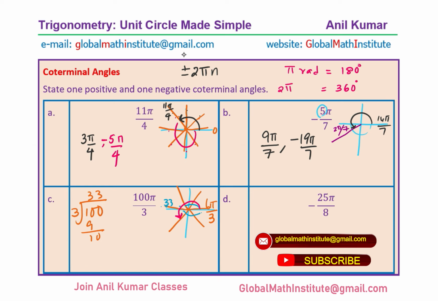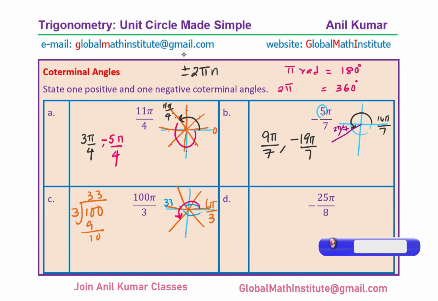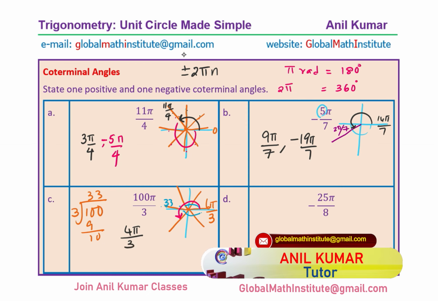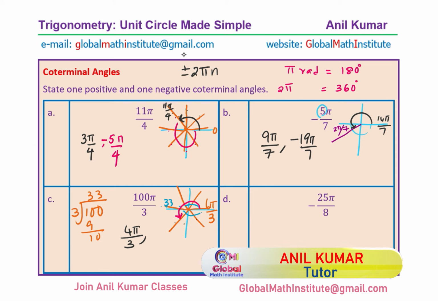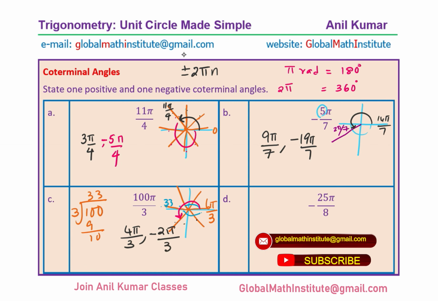Now once you identify where the terminal arm is, then writing answers is not difficult. So clearly, if you land up in quadrant 3, which will be the case for 100 pi by 3, the positive angle can be 4 pi by 3, correct? And the negative angle, you can go 1, 2, 3, so this is like minus 1 pi by 3, 2 pi by 3, so minus 2 pi by 3. Does make sense, right?